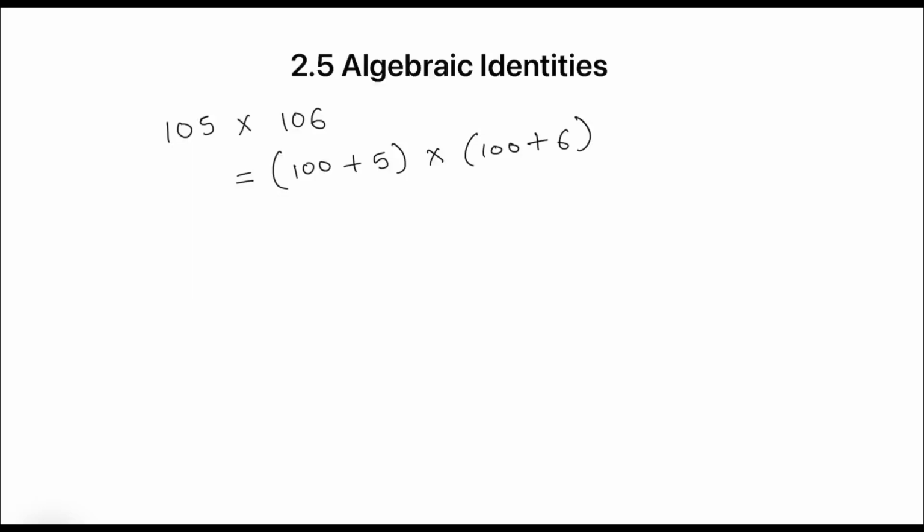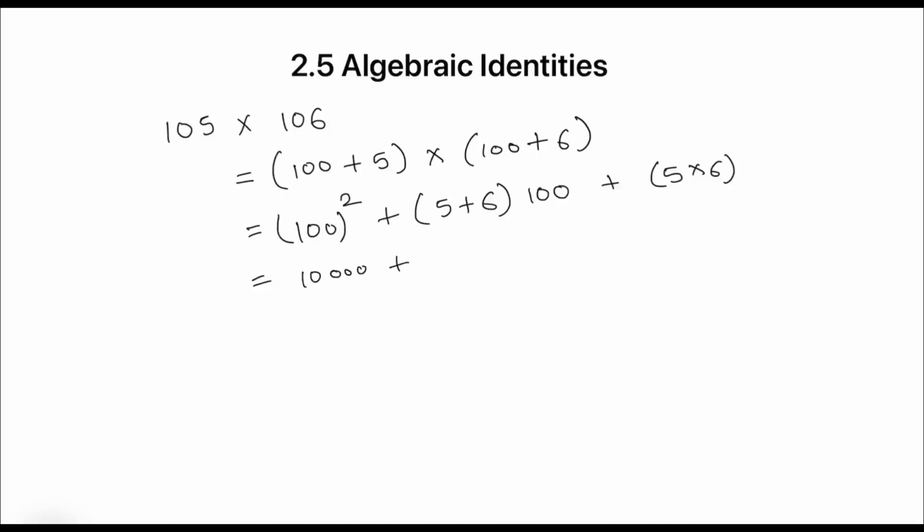So now you can quickly apply the identity. So you have 100 to the power of 2 plus (5 + 6) of 100 plus 5 multiplied by 6. Therefore, you get 10,000 plus 1100 plus 30, and hence 11130. Hey, look at this, so quick. Let's look at one more sum.